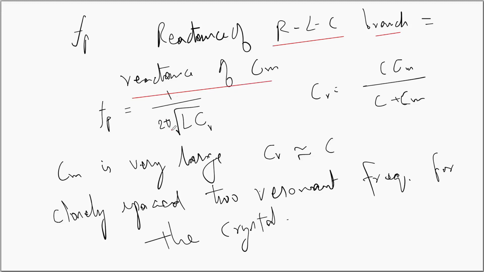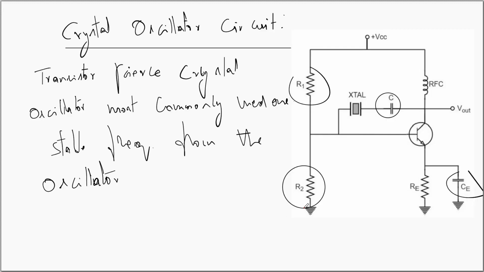So Fp = 1 / (2π√(L Cr)), where Cr is the resultant capacitance, equal to C Cm upon C plus Cm. Since Cm is very large, Cr will be almost equal to C. Thereby one finds two closely spaced resonant frequencies for the crystal. We have seen the crystal oscillator structure. We said that transistor Pierce crystal oscillators are widely used. In the circuit, you have a potential divider network produced using R1 and R2. You have a crystal, a blocking capacitor and a bypass capacitor.